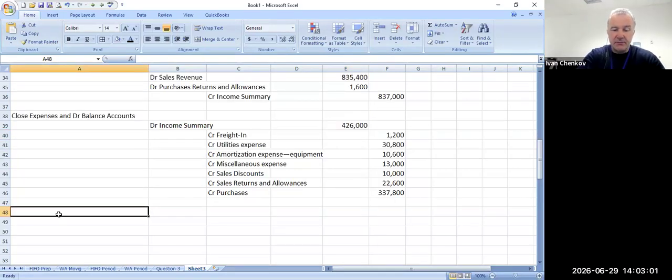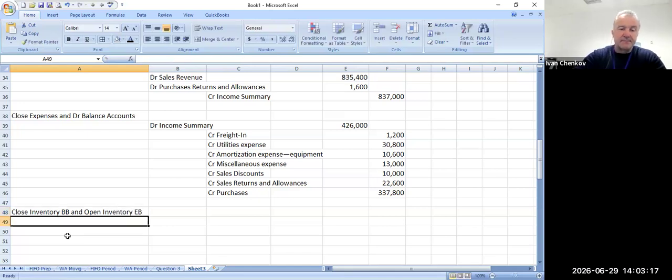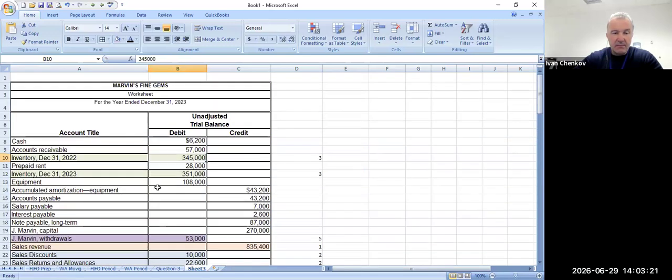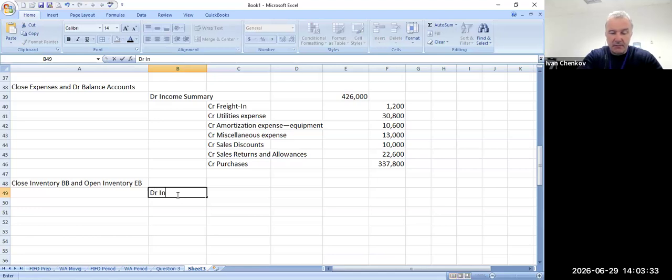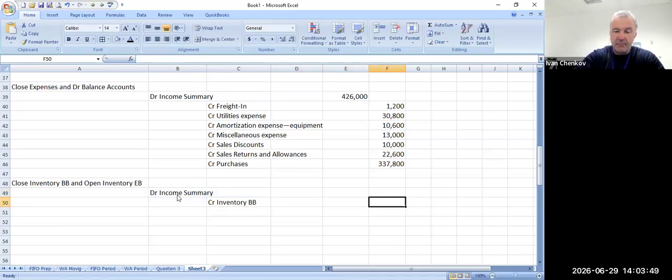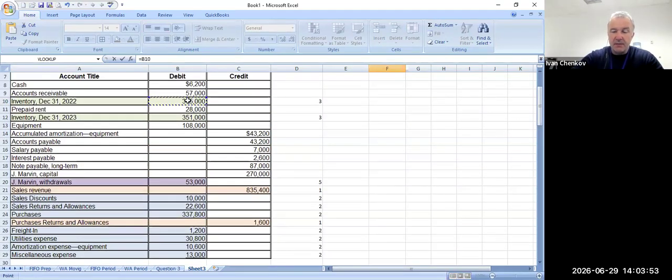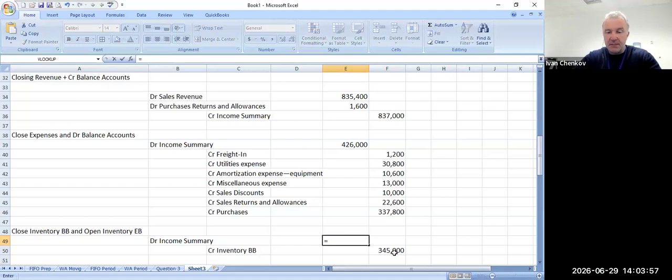Now, the next thing that we have to do is to close inventory, beginning balance, and open inventory, ending balance. How are we going to do this? The beginning balance is debit. So we have to credit it and debit income summary. We're going to debit income summary, and we're going to credit inventory, beginning balance. So the inventory beginning balance is going to be that much, and the income summary is going to be exactly the same amount.